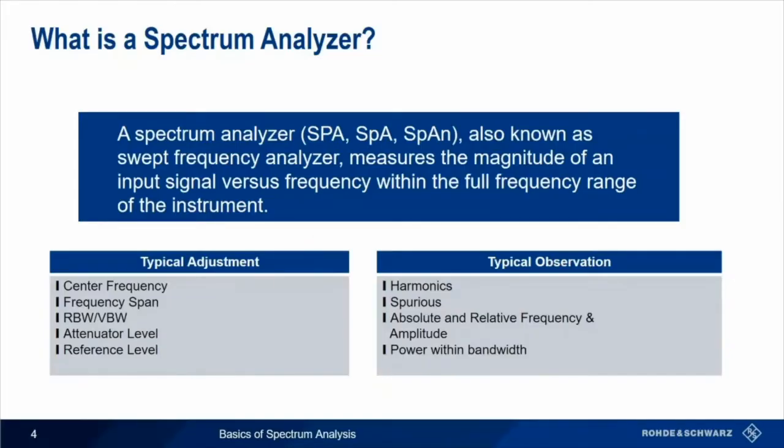A spectrum analyzer is also known as a swept frequency analyzer, and it measures the magnitude of an input signal versus frequency within the full frequency range of the instrument. What I mean by that is all spectrum analyzers will have a top end frequency that they can measure to, let's say something like 6 gigahertz. And then they're typically going to have a low end frequency that they start at, usually in the kilohertz range. The spectrum analyzer will measure within that range.